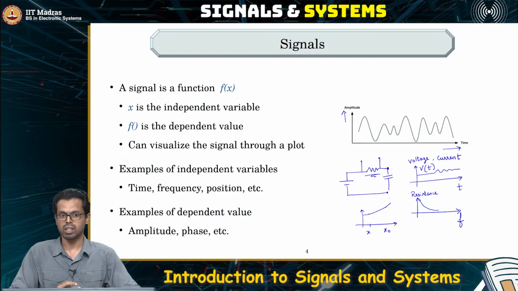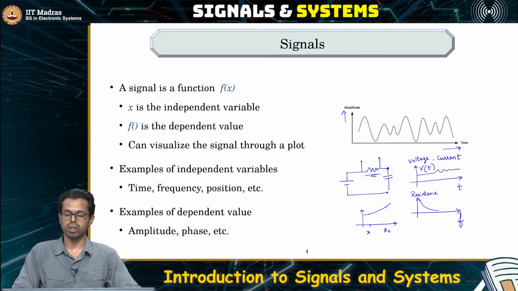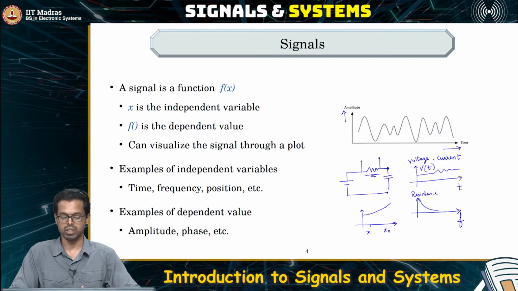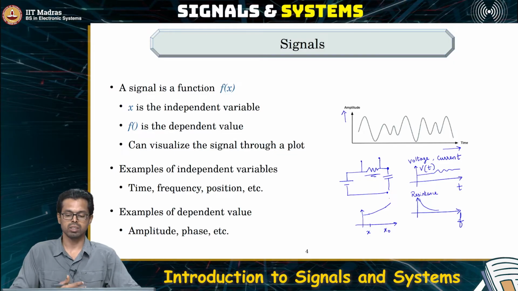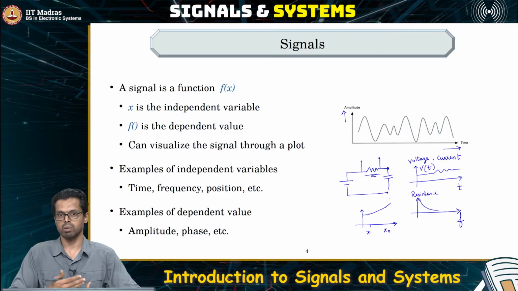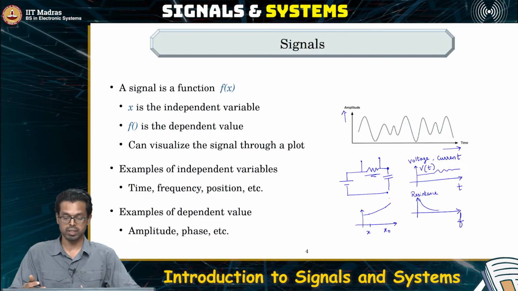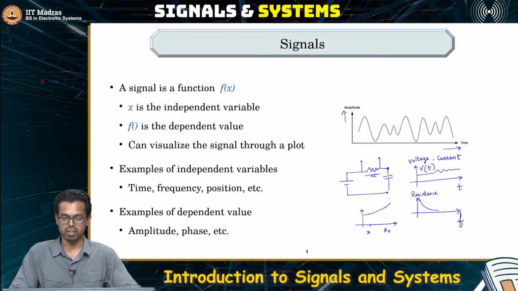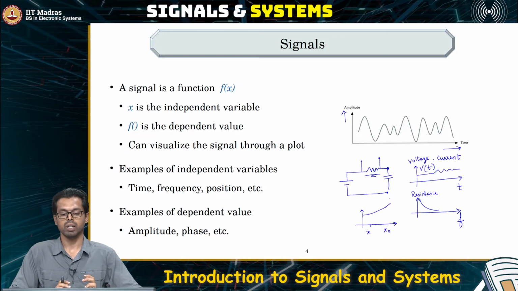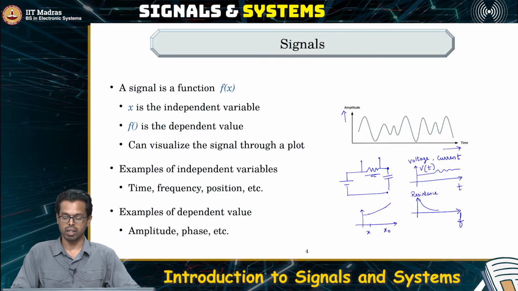So if you take a circuit, what we usually end up plotting on the x-axis is either the time or the frequency, and usually what appears on the y-axis is either the voltage or the current or the power or the resistance or the impedance offered by these circuits. So this is all what typically appears as a signal in an electronic circuit.